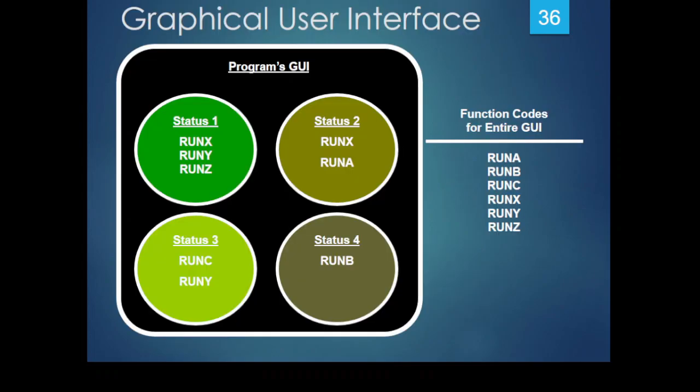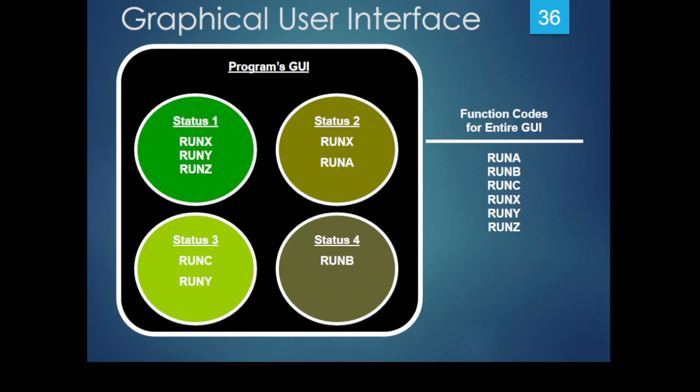Now, here is a graphical view of the points we have discussed. Status 1 has three function codes: run x, run y, and run z. Status 2 has the same function code run x, and run a is new for this status, whereas run x is also used in status 1. In status 3 we have run C and run Y.